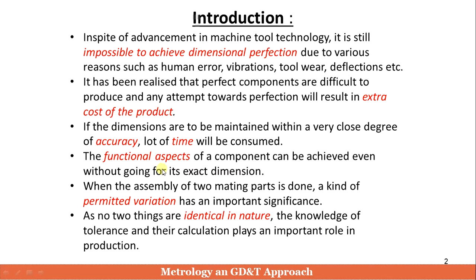The functional aspects of a component can be achieved even without going for its exact dimensions. And when the assembly of two mating parts is to be done, a kind of permitted variation has a very important significance. That's why we have to go for provision of tolerance on different components.